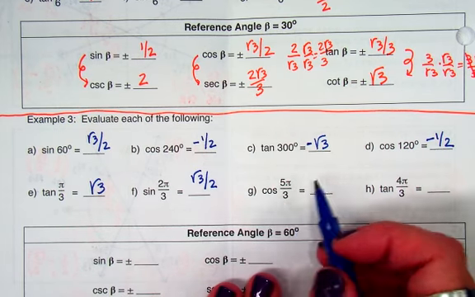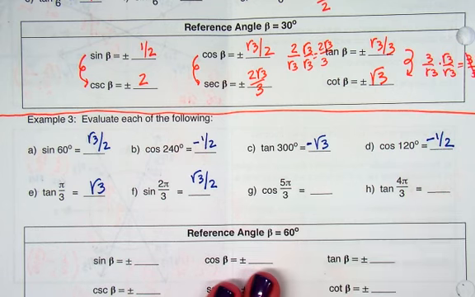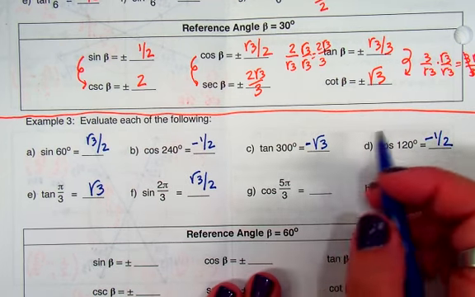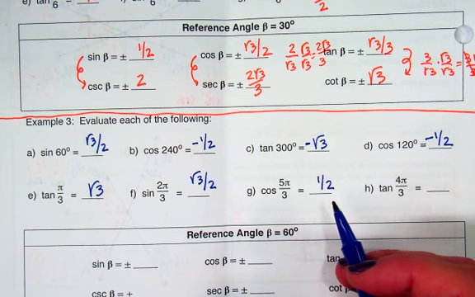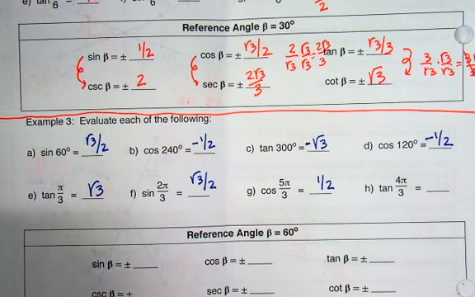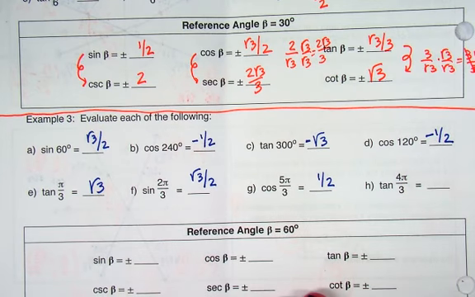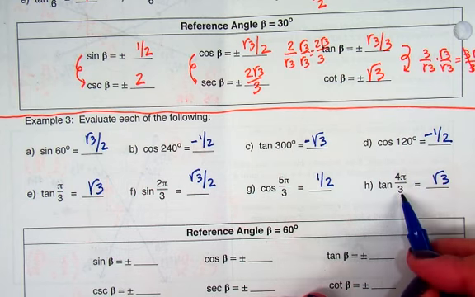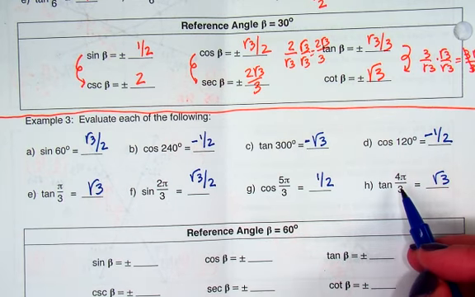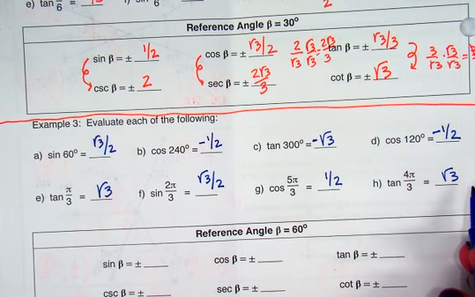Cosine of 5 pi over 3. Again, since it's a pi over 3, cosine here is always going to be 1/2. 5 pi over 3, I should just be checking my answer key here, sorry, is going to make a cosine positive because we're in quadrant 4, so x's are positive. Last one, tangent is root 3, and since it's 4 pi over 3, that's quadrant 3, and tangent is positive in quadrant 3. All right, I think these are all right.